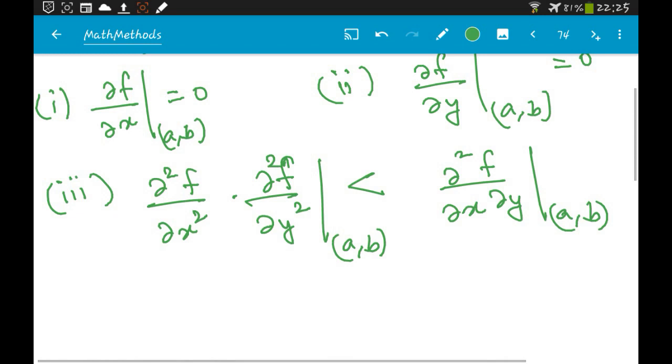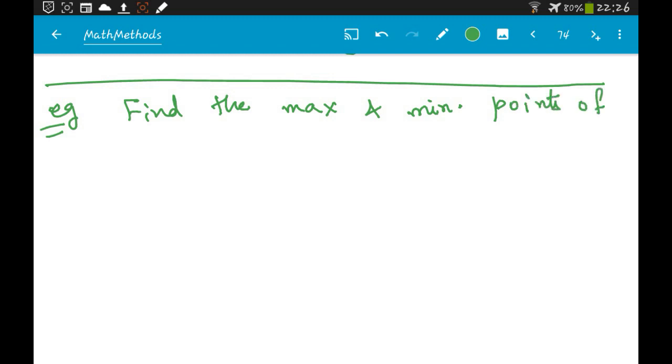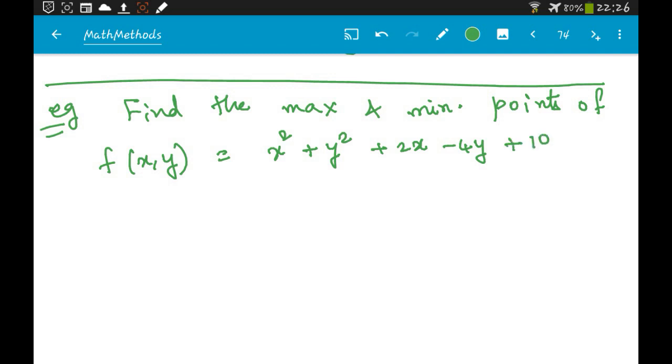So let's look at an example. Find the maximum and minimum points of f of x comma y equals x square plus y square plus 2x minus 4y plus 10. Alright, so this is your question.